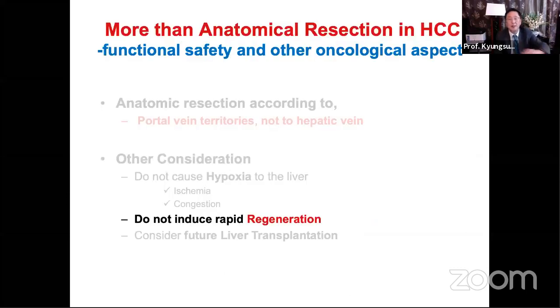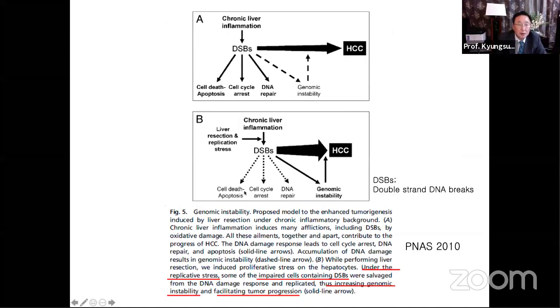Secondly, we should not induce rapid regeneration. Under replicative stress after liver resection, genomic instability increases and tumor progression is facilitated.